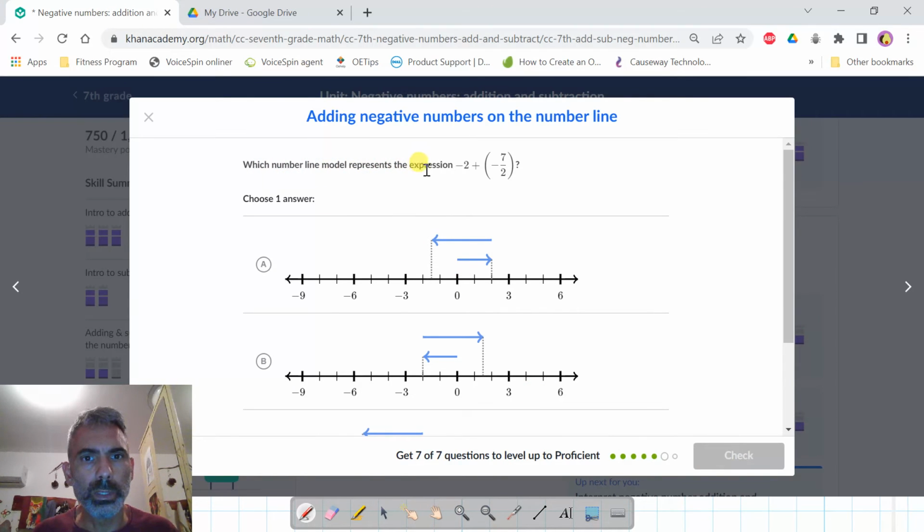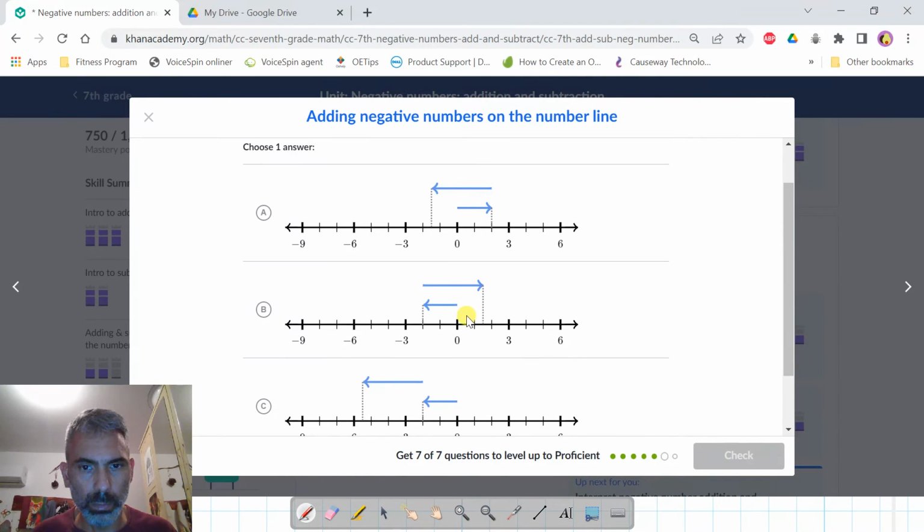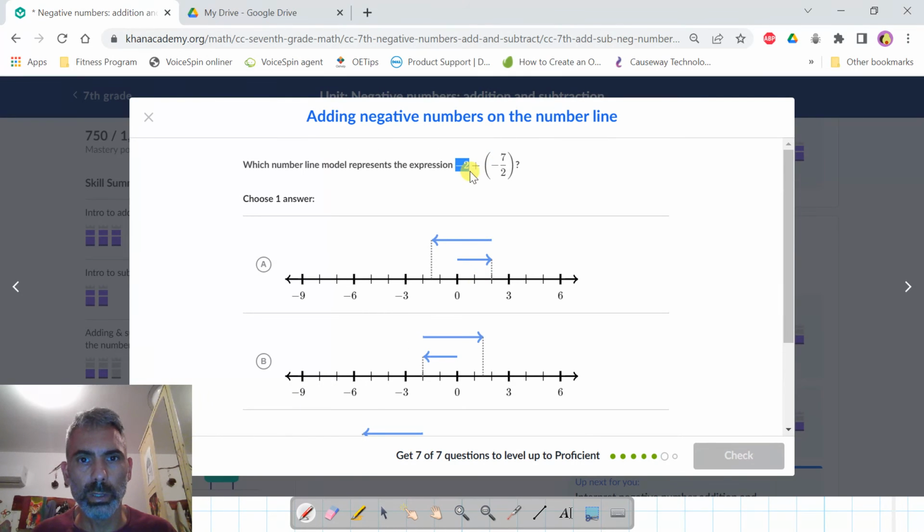Which number line model represents the expression negative 2 plus negative 7/2? Okay, so we begin by taking 2 steps to the left of the 0. Only option B and C are possible, because option A first takes 2 steps to the right of the 0, and we need to take 2 steps to the left of the 0. And then we take another negative direction, this 7/2 steps to the left.